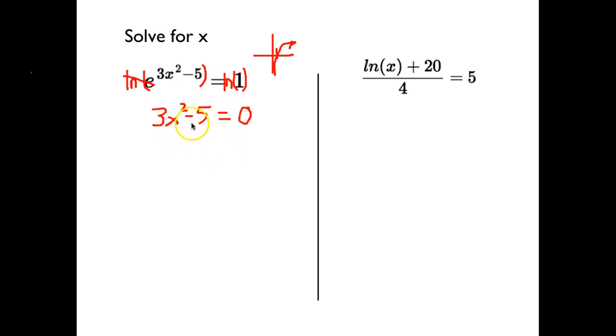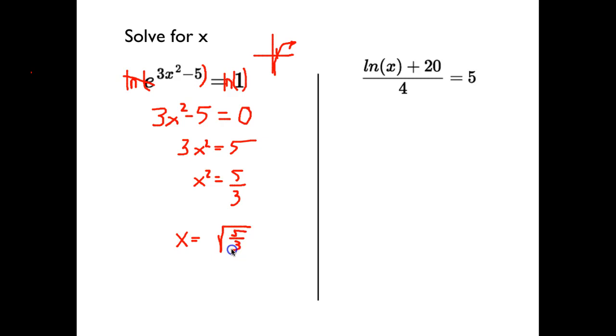Now we're just going to solve for x. This should be the easy part. We're going to add 5 to each side, so we're going to have 3x squared equals 5. Next, we need to get rid of this 3, so I'm going to divide by 3. I'm going to have x squared equals 5 over 3. And then the last thing, to get rid of that square, you just need a square root, right? That's going to be the inverse of that. So our answer is going to be the square root of 5 over 3.